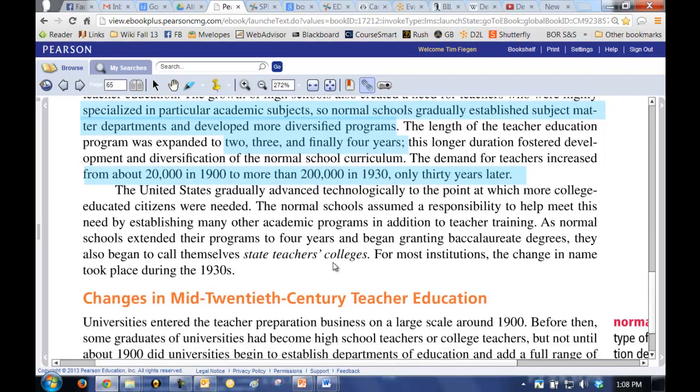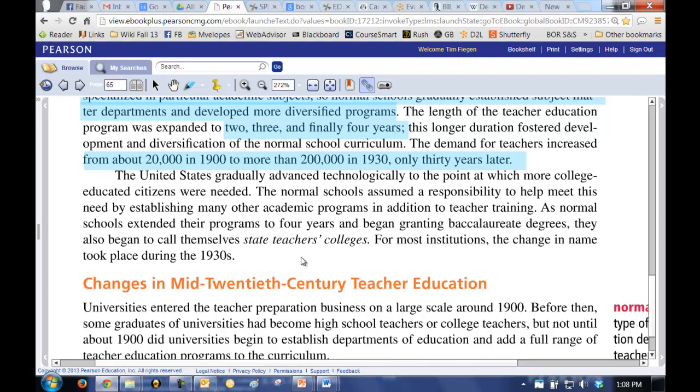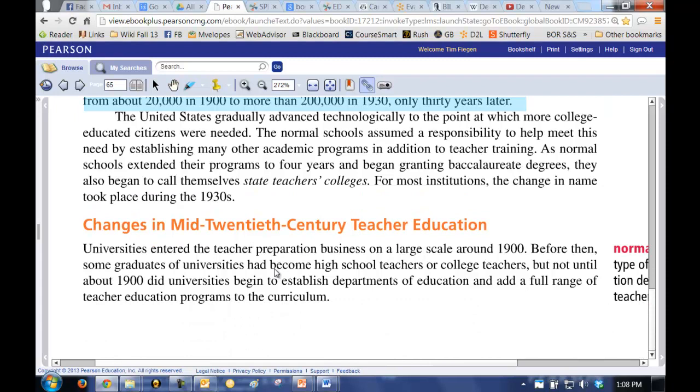The United States gradually advanced technology to the point where college-educated citizens were needed. Normal schools had responsibility for that. As normal schools extended their programs to 4 years, they began granting baccalaureate degrees. They also began to call themselves state teacher colleges for most institutions, and that took place in the 30s.